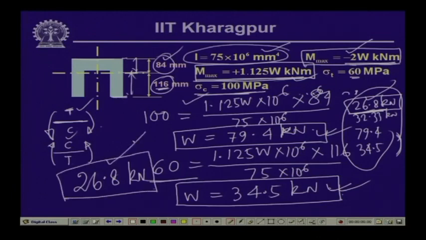Now, if we apply a load more than 26.8 kilonewton, then the stress level in the other cases we have calculated will exceed. Hence, we will have to apply the minimum possible W which we have evaluated out of these 4 cases, and that is the maximum load that we can apply on the beam, so that the beam functions and safely carries the load indicated on the beam.